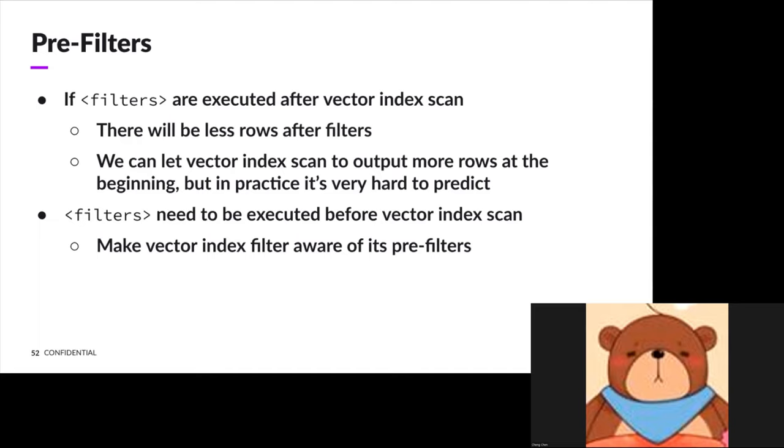But if we run the vector index scan to select k rows, then run through the filter, there will be fewer rows after filters. So we can let the vector index scan anticipate that and output more rows than needed at the beginning. But in practice, it is very hard to predict how many rows are needed for the vector index scan. So therefore, the filters need to be executed before the vector index scan. And we do that by making the vector index filter aware of its pre-filters.